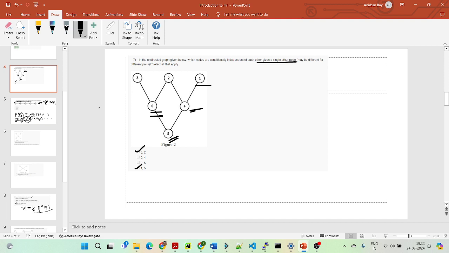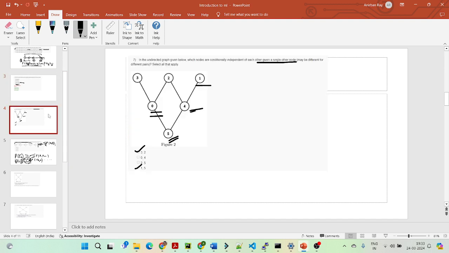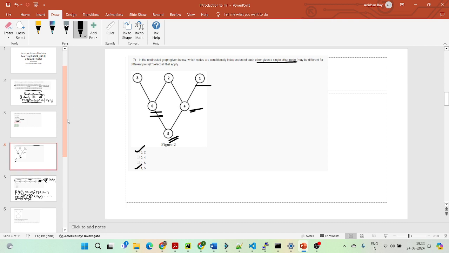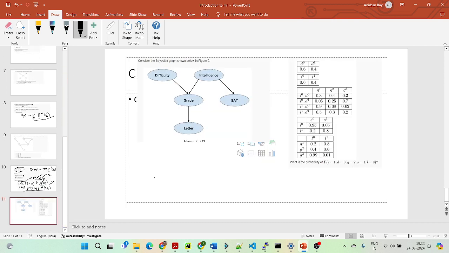Okay, let's move on. 7 is the last one here, I think, but other questions are there. This is a good question, but still easy. The idea is that the Bayesian graph is given, and you have to calculate this probability. It is just a joint probability, right?